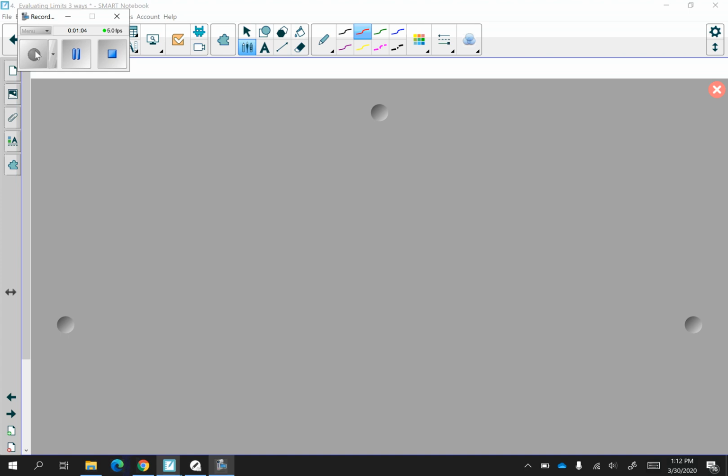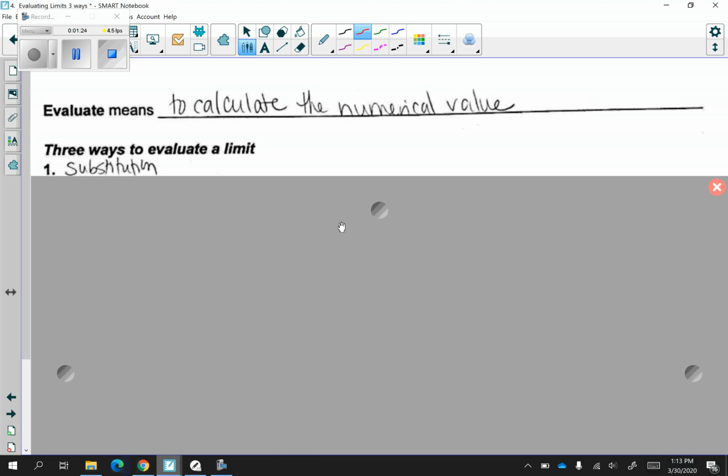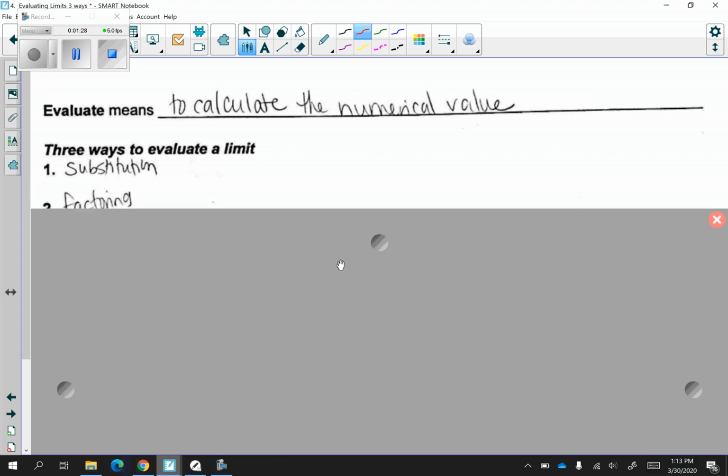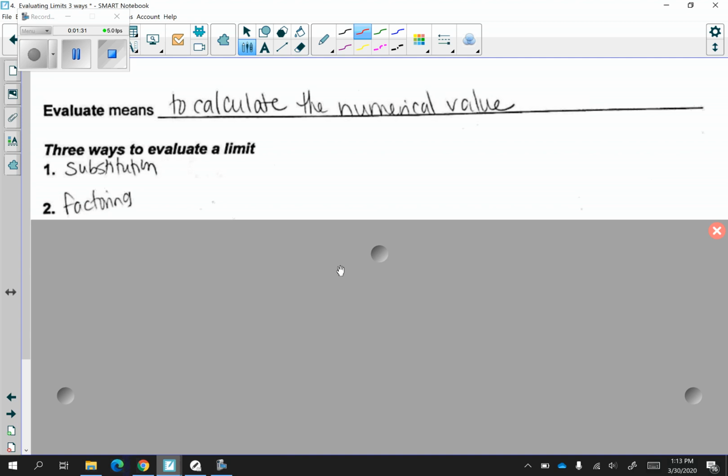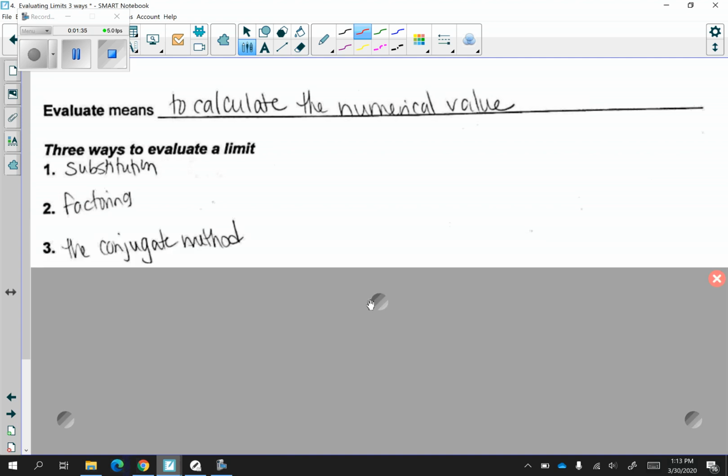In this lesson, we are going to discuss how to evaluate a limit 3 different ways, 2 we are familiar with already. Let's first define what evaluate means. Evaluate means to calculate the numerical value, which we've been doing in the do now questions. Now, the 3 ways to evaluate a limit, the first being substitution, which we practiced in the do now, factoring, which we practiced in number 2 in the do now, and the conjugate method.